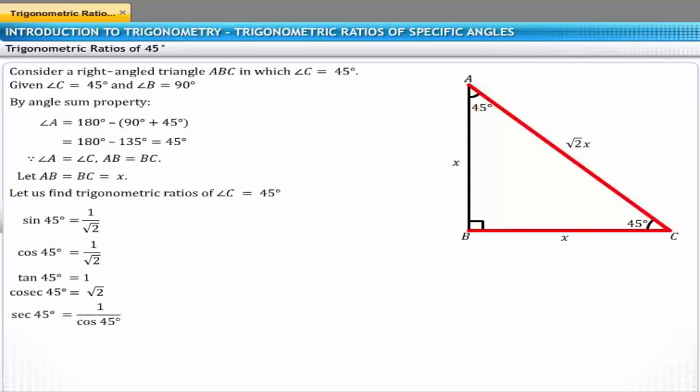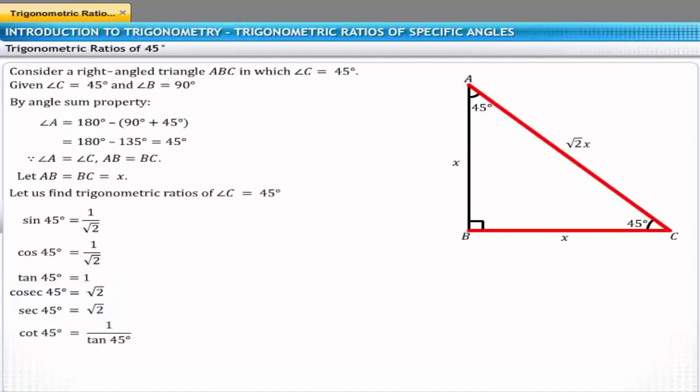Sec 45 degrees is equal to the reciprocal of cos 45 degrees. Thus, sec 45 degrees is equal to root 2. Note that sin 45 degrees is equal to cos 45 degrees and cosec 45 degrees is equal to sec 45 degrees.